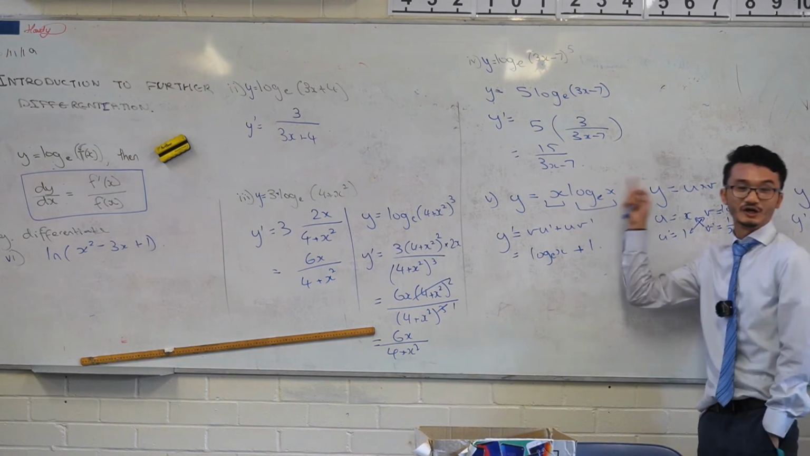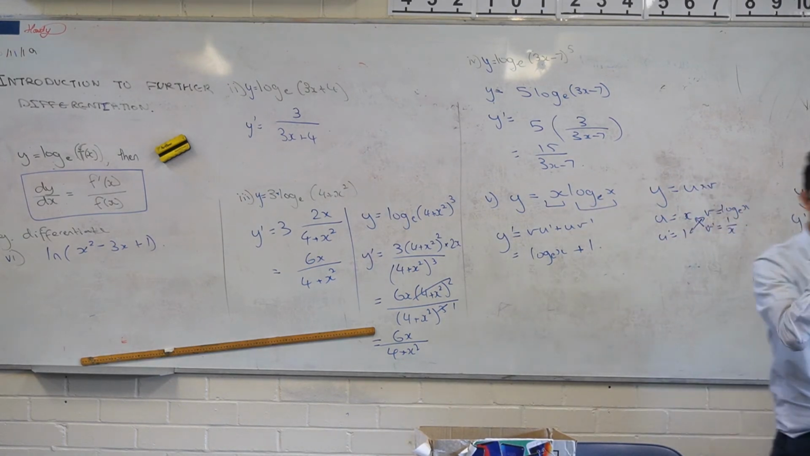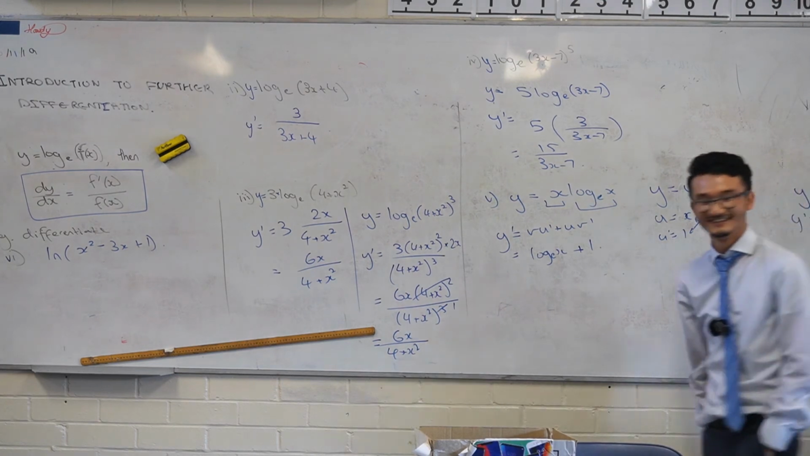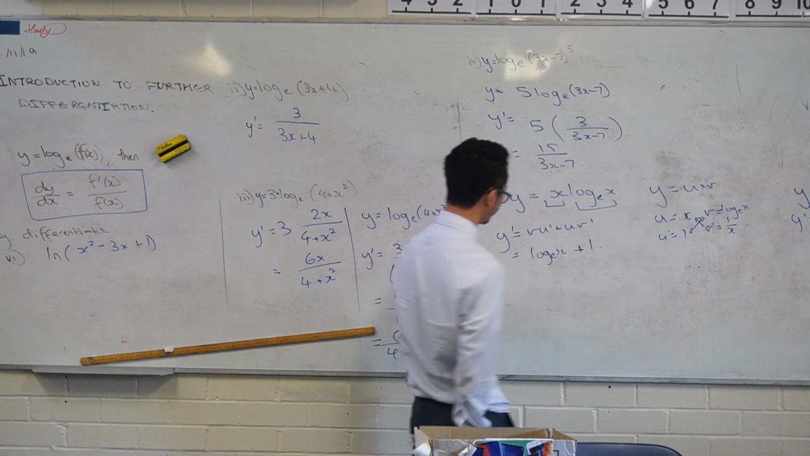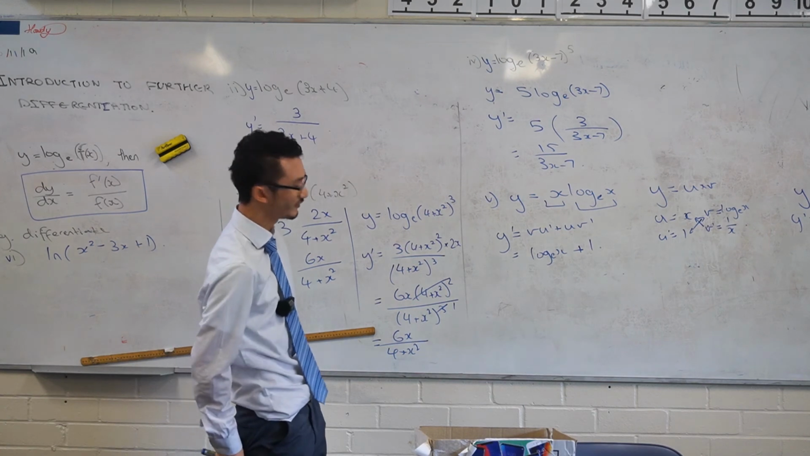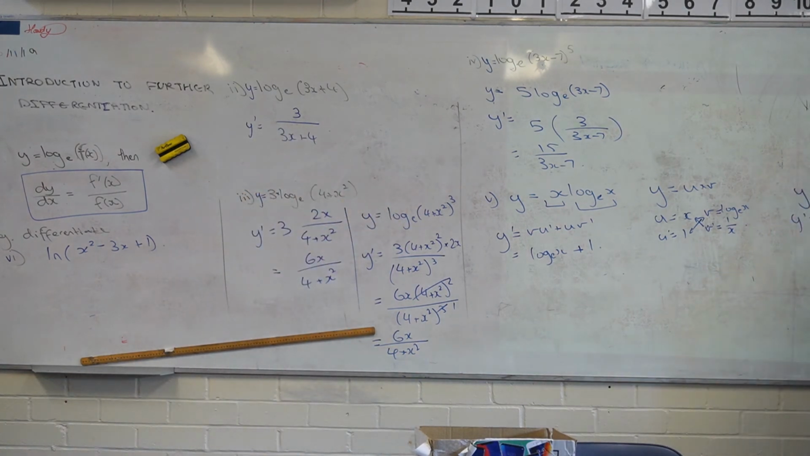But then this is x times log e of x, right? So do you want to have a look at it? It just shifts up by 1. That's an interesting observation, actually. I kind of want to look at it now.